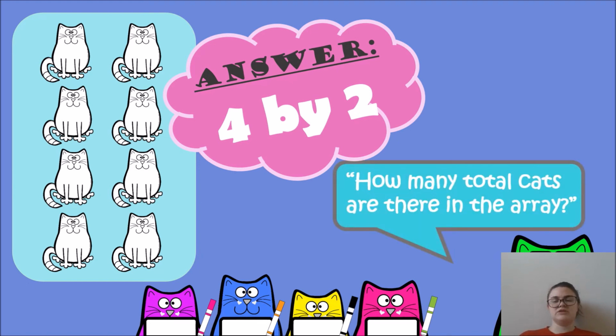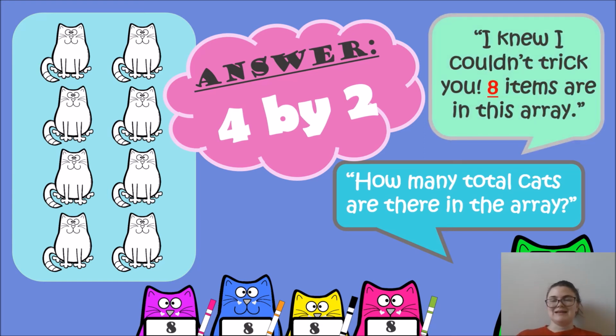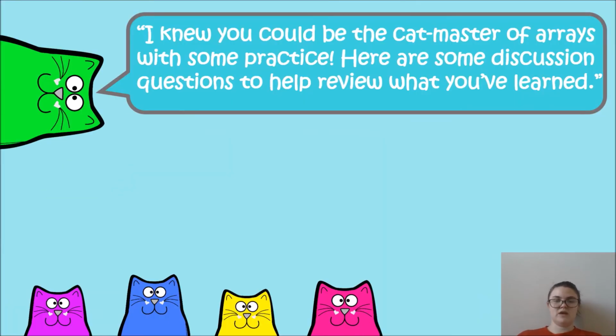How many total cats are there in the array? Think about it. It's counting by twos. 2, 4, 6. Our answer is 8. I knew I couldn't trick you. 8 items are in this array. I knew you could be the cat master of arrays with some practice.